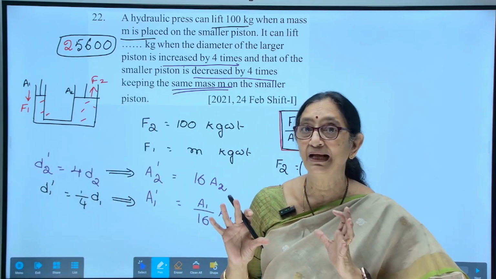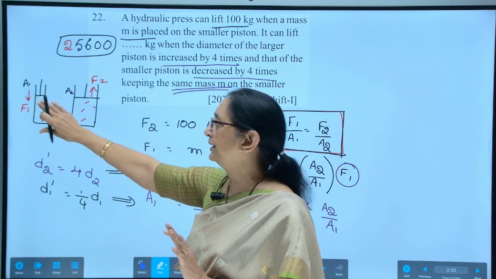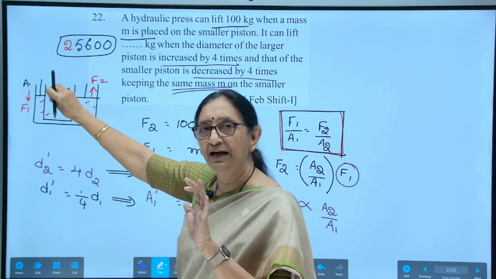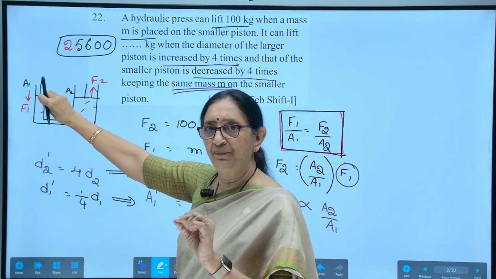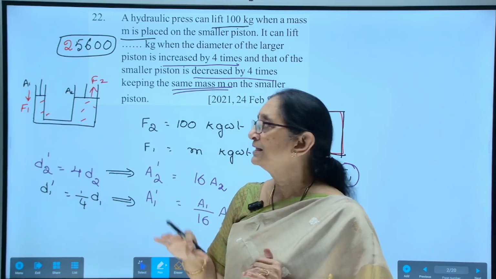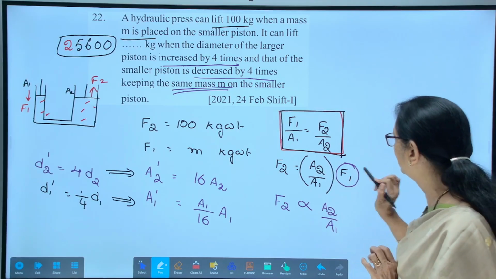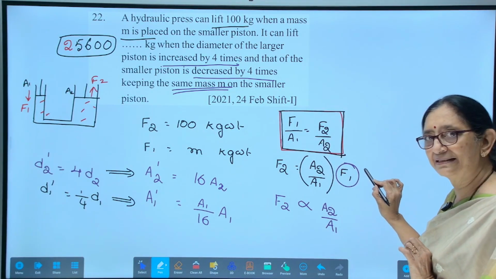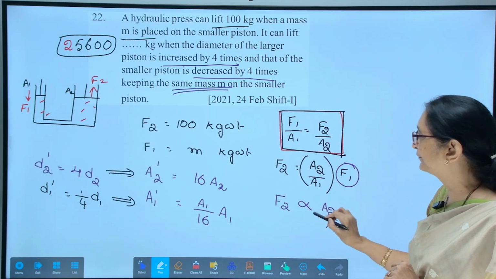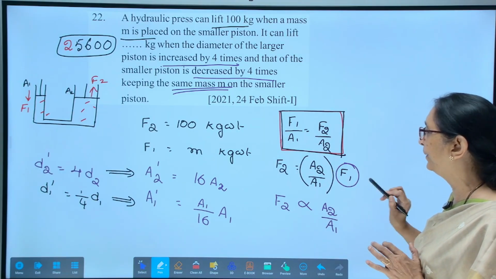In this problem, look here, initially some mass is placed on the narrower piston, so the lifting capability is given. Without changing the mass on the narrower piston, the diameters of the 2 tubes are changed. So what will be the lifting capability now? That is the question. In this data, as he didn't change the load kept on the narrower one, F1 is constant. So F2, that is the lifting capability in the second case, is directly proportional to A2 by A1.